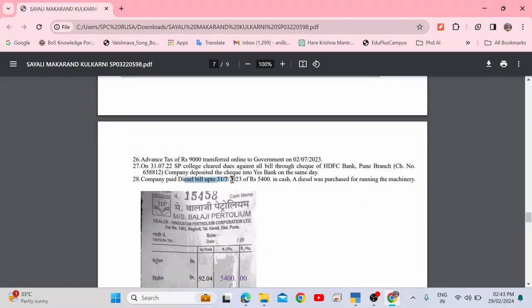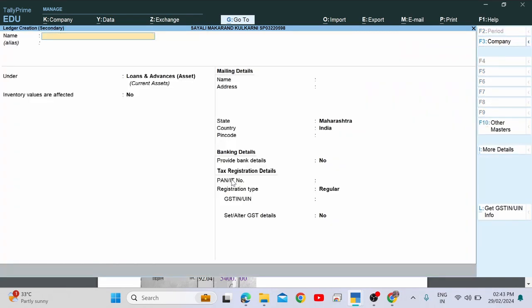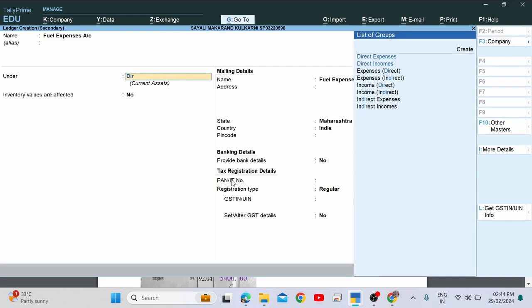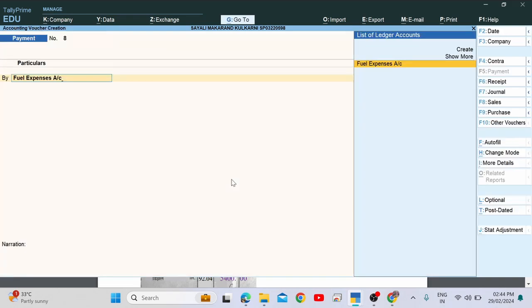Therefore payment voucher type on 31st July. We are already on 31st July. F5 simply, and then don't say diesel bill. If you want you can say diesel bill, that is also correct, but more appropriate is fuel account or fuel expenses account. And as I said, this is direct expenses because we are using this fuel for what? Machinery.